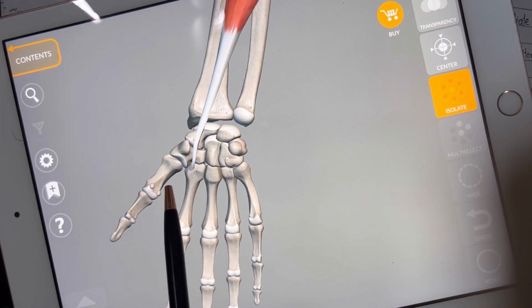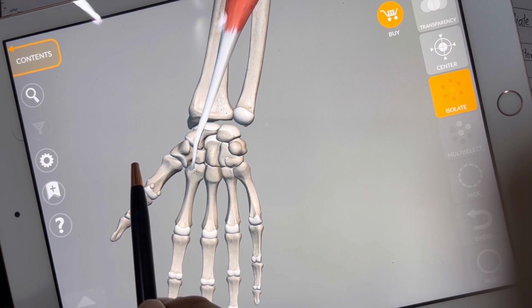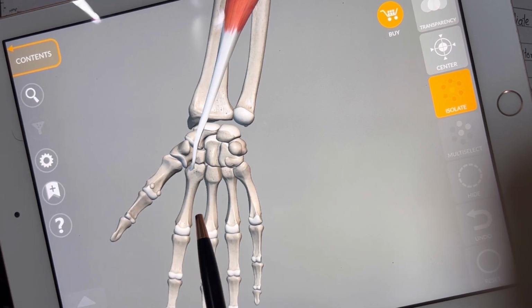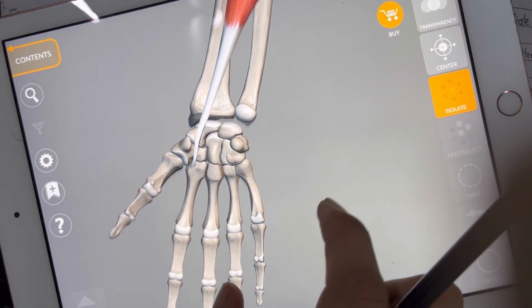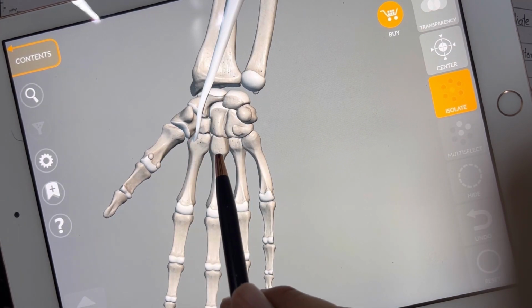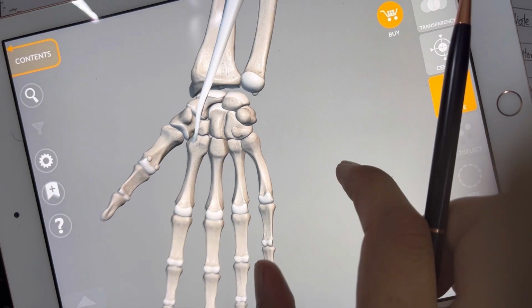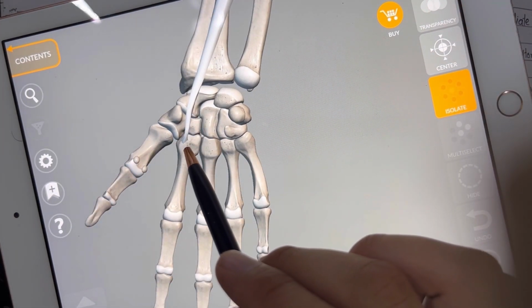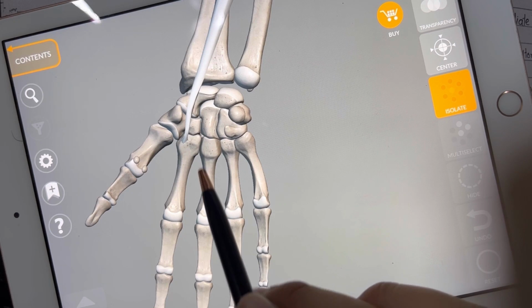These are the metacarpal bones. This is the first metacarpal bone. This is the second metacarpal bone, third, fourth, and fifth. So this muscle inserts on the base of the second and third metacarpal bone. It is not shown in the diagram, but it inserts on the second and the third metacarpal bone.